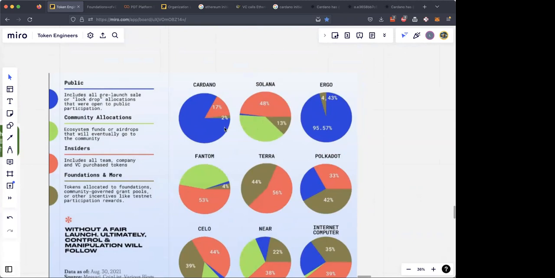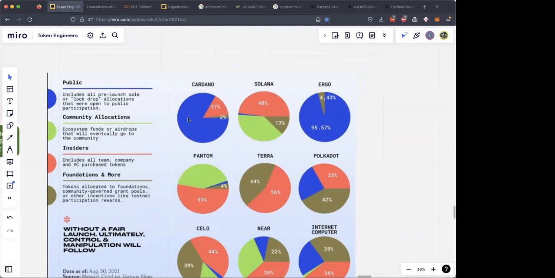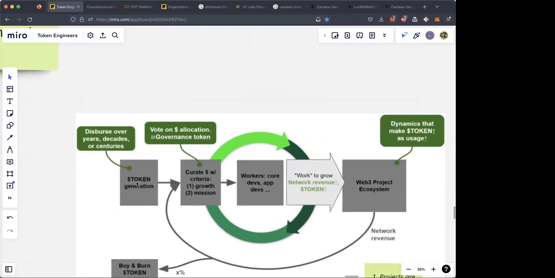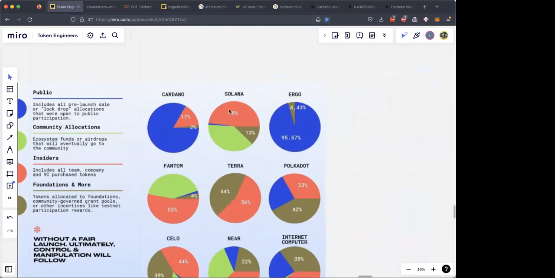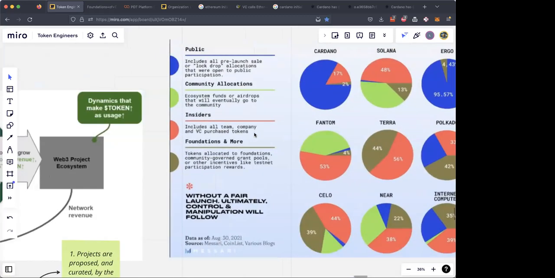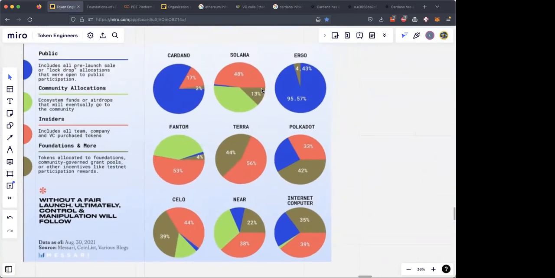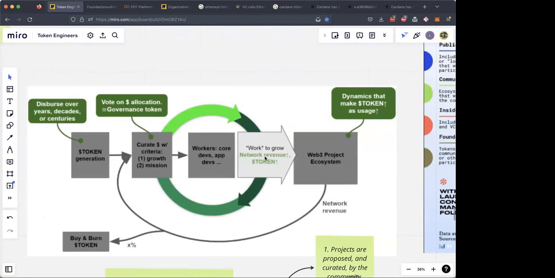Let's say Solana. Okay, so community allocations in public is more or less the same thing. It goes to the public. So forgoing that, for foundations they have 13%. They're going to use this money from token generation for the development of Solana. So they can lock this up with a vesting period and say, we're going to unlock 1% of this every year for the next 100 years. And that's going to feed into growing the network.